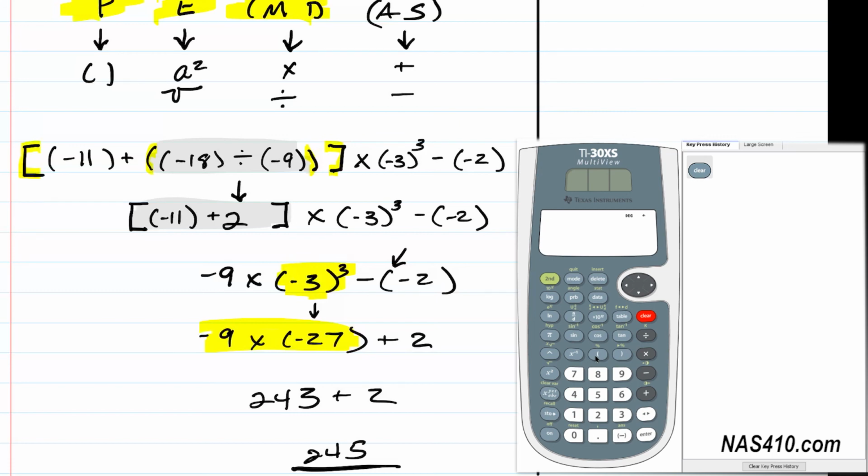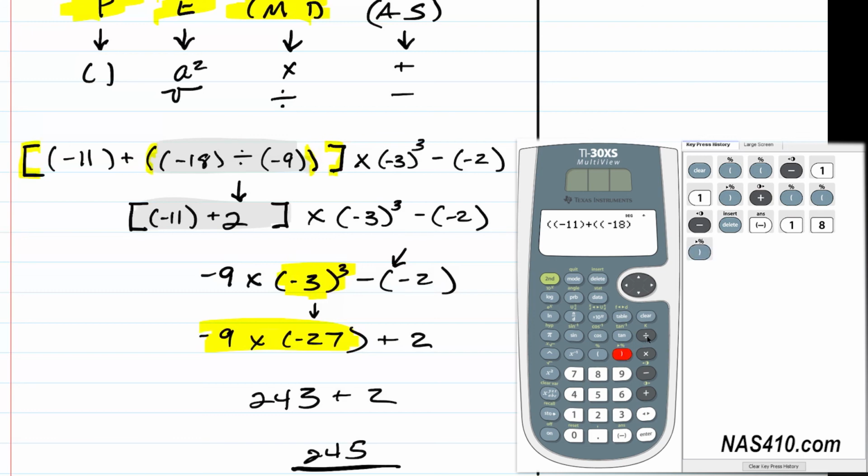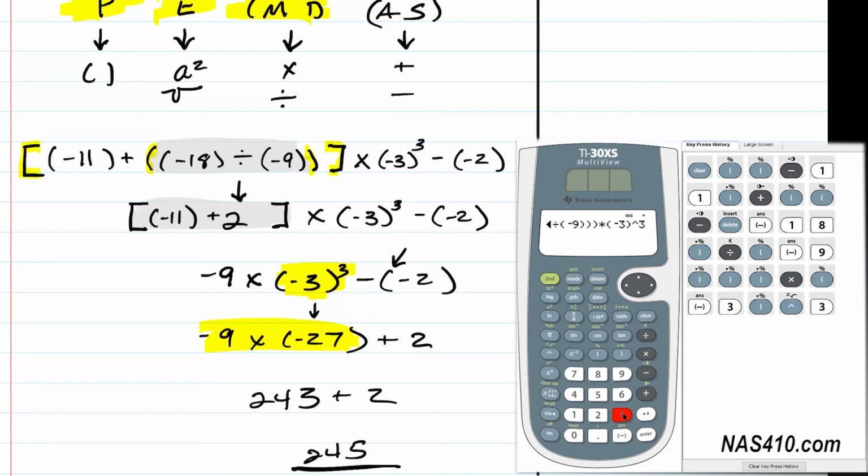So I'm going to put a parenthesis, and then I'm going to put negative 11, parenthesis, plus, parenthesis, negative, clear that, delete, negative 18, close the parenthesis, divided by, parenthesis, negative 9, parenthesis, times negative 3, and this is to the third, minus negative 2. Okay, I'm going to push enter. Syntax error.